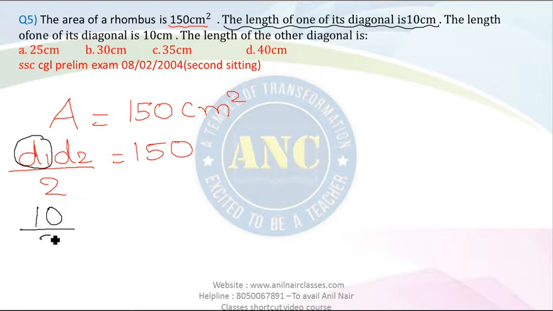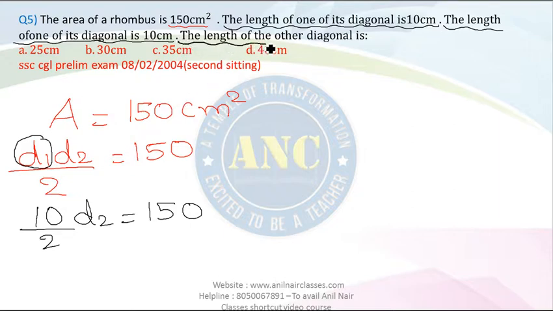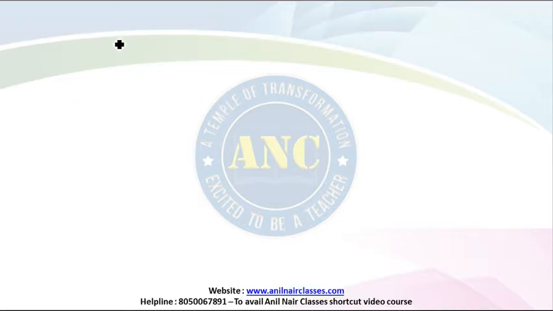Okay, 10 by 2 into D2 is equal to 150. The same statement is repeated one more time, which is a mistake. Find the length of the other diagonal. The D2 value I need to find. 2 into 1, 2 into 5, 5 into 1, 5 into 30. The D2 value is 30, option B. Where is the difficulty in this question? See the next question, sir.